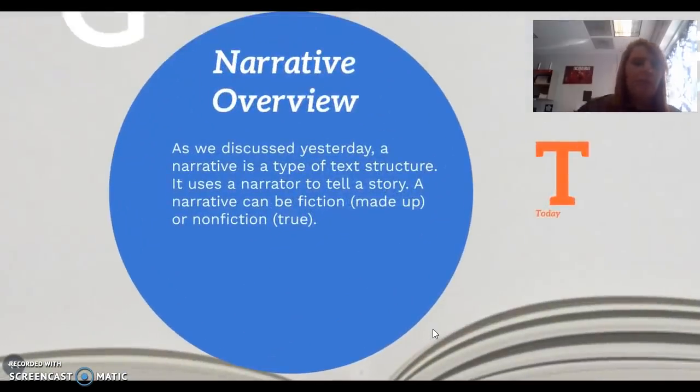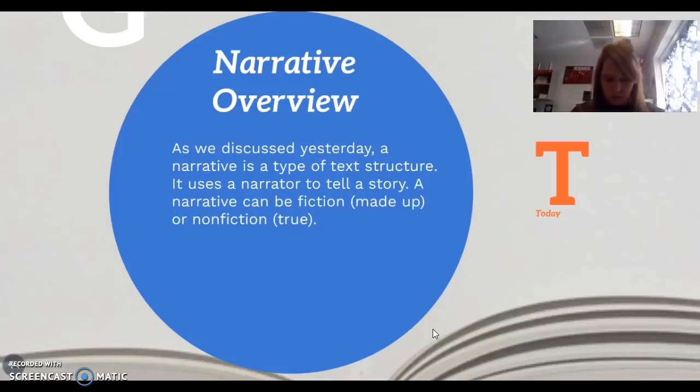So this is kind of an overview of what we talked about yesterday. Narrative is a type of text structure, and typically we just think of narrative as being a story, but it can be either fiction, which is made up, or nonfiction, which is true. If you're following along on your guided notes, I'm going to give you the first one just to make sure we're on the same page.